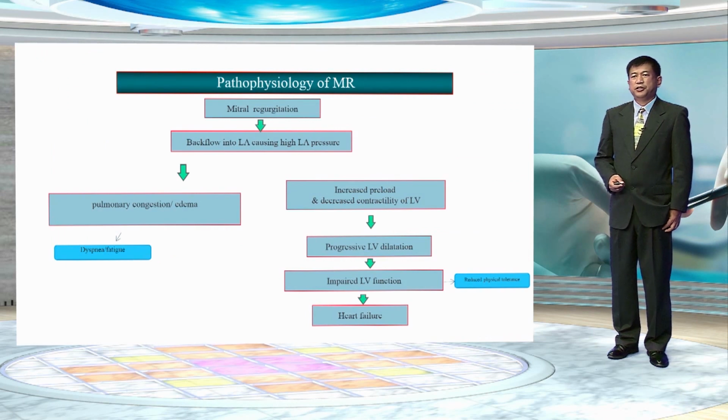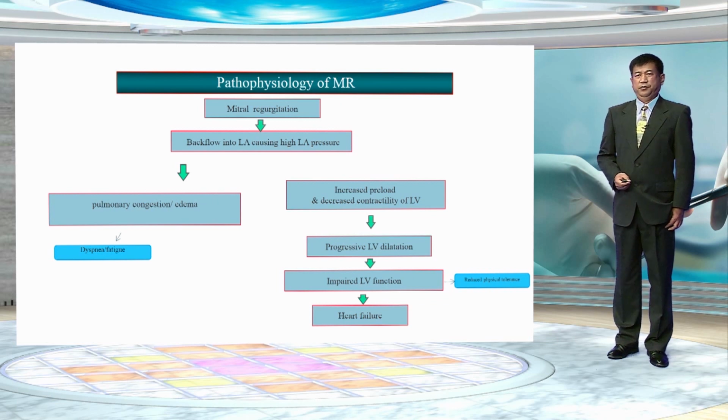The pathophysiology of mitral regurgitation is similar to that in mitral stenosis. You see the backflow into the left atrium causing blood pressure rise in the left atrium, and then pulmonary congestion and edema will present. In the other arm, the increased preload and the decreased contractility of the left ventricle will cause progressive left ventricular dilatation, and this will impair left ventricular contractile function, and heart failure may eventually occur.